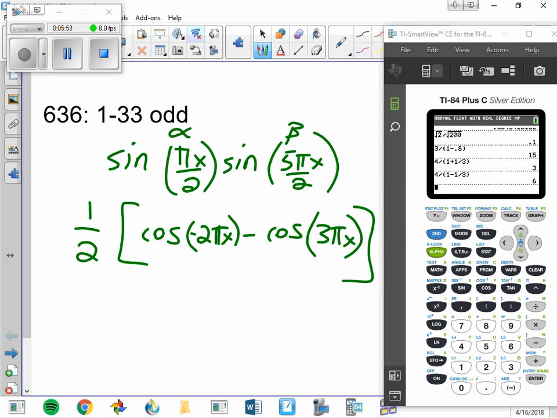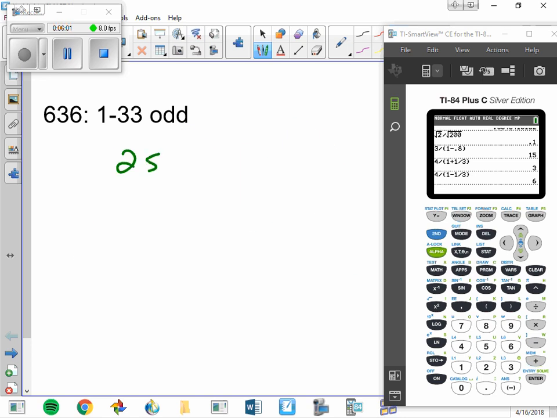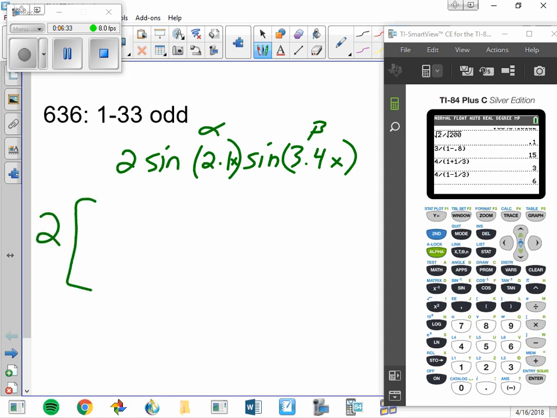Let's do 12. So 2 sine 2.1x and sine of 3.4x. Okay. No, I mean, we're not talking about a specific angle. We're actually talking about a curve, a sine curve. So this will be alpha and this will be beta. And this 2 is just going to hang out in the front of everything.